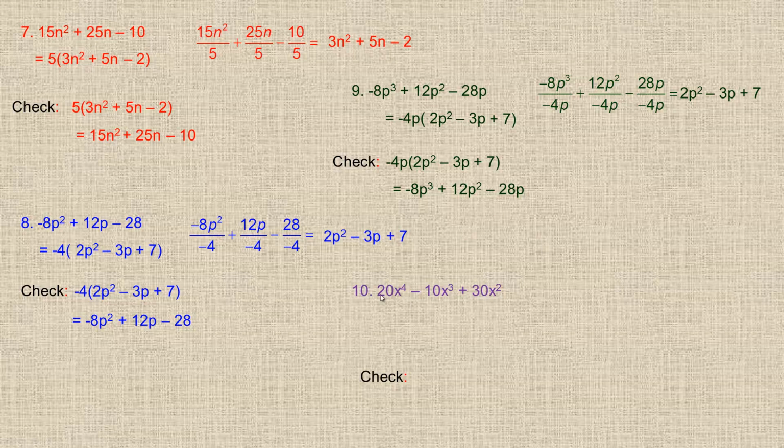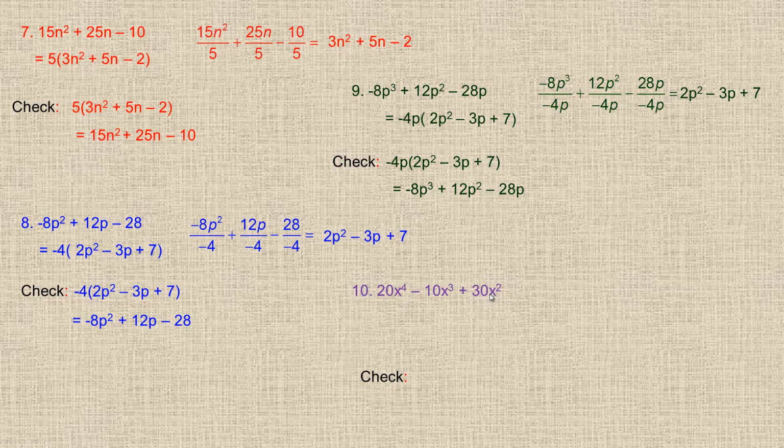Last one, on number 10. So numbers 20, negative 10, and 30, you could divide 2 into those. You could divide 5 into those. You could actually divide 10 into all those. So the common factor has a 10 in it, and there's powers of x in all parts.